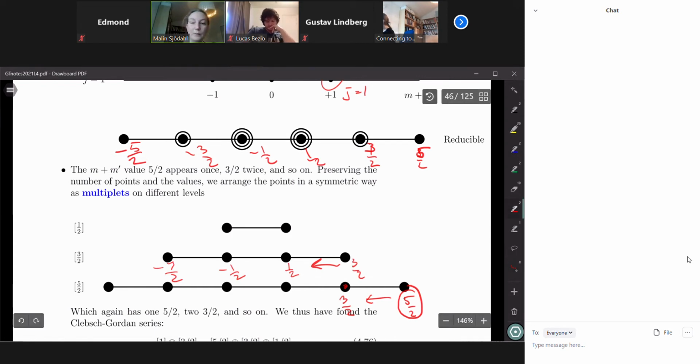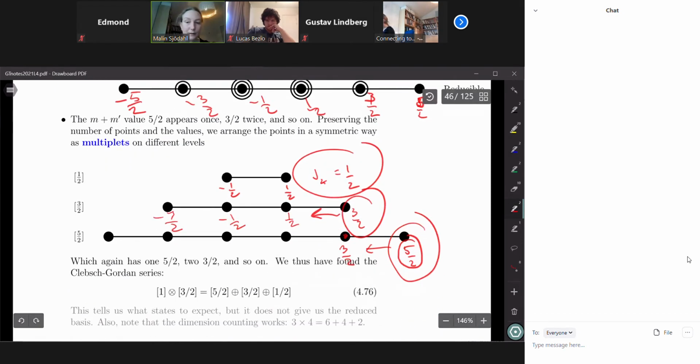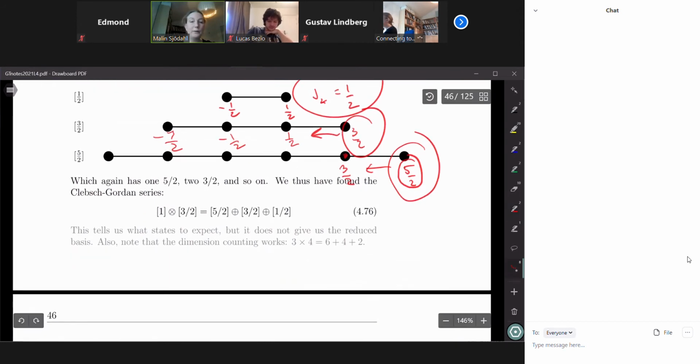So here we should have something with a 1/2 state and a minus 1/2 state, and this is of course then a j equals 1/2 representation. So we have found that we have one 1/2 state, one 3/2 state, and one 5/2 state, which we can also express as this: 1 tensor product, or direct product, 3/2 is 5/2 plus 3/2 plus 1/2.